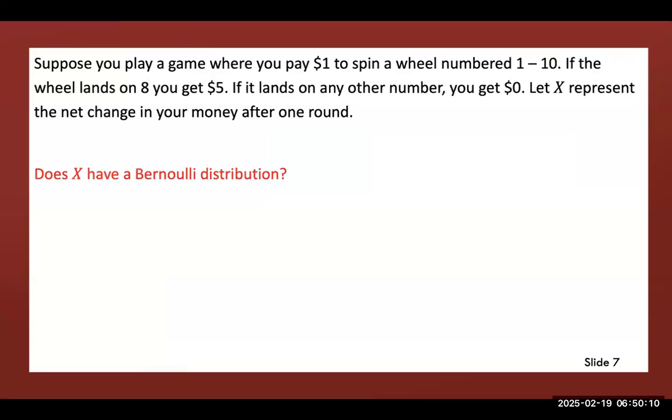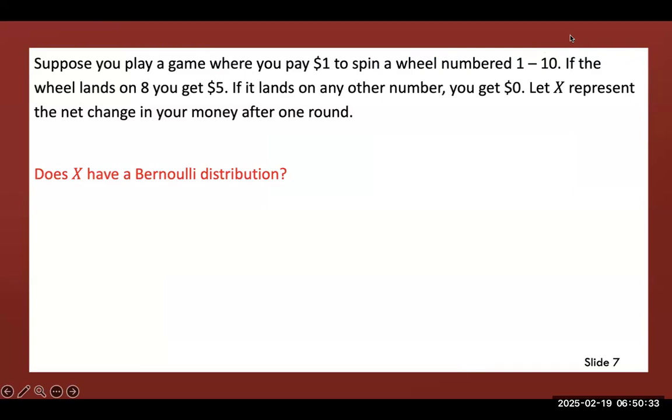Let's say you play a game where you pay $1 to spin a wheel, numbered 1 through 10, and if it lands on 8, you get $5, and if it lands on any other number, you get $0. Let X represent the net change in your money after one round. Is this a Bernoulli distribution? Well, you do have two options. We've seen this example before.